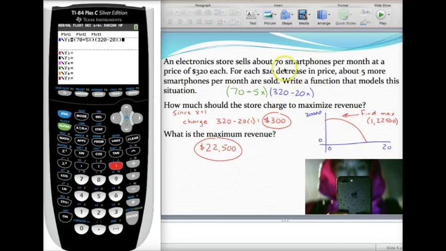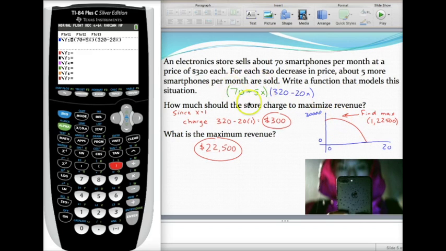So recall that with these problems, you'll usually be given the current sales of a business. So right now we're selling 70 smartphones when we charge $320. And what we're going to do is change that either by increasing or decreasing the price, which will then also increase or decrease how many we sell, giving us this parabolic shape, which we should be able to maximize.